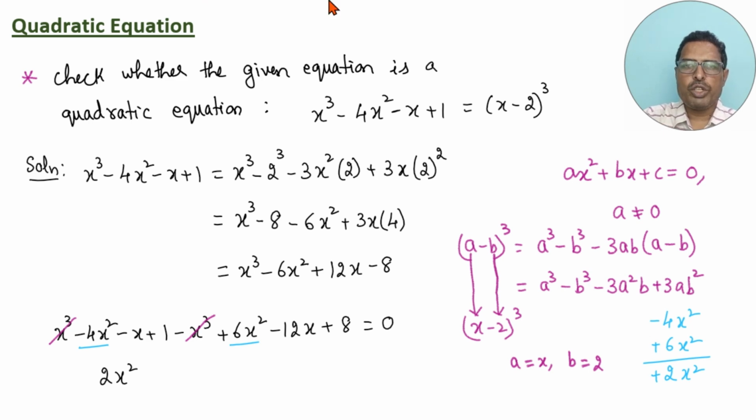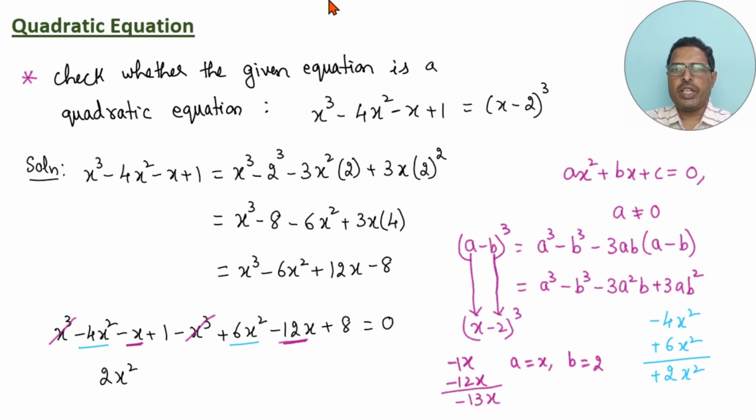So let us group this minus x, minus 12x. So we have minus 1 times x. Minus 1 minus 12 will be how much? Minus 13. So it is minus 13x. Now let us go for this constant term. It is plus 1 plus 8. So 8 plus 1 will be 9. So plus 9 is equals to 0.